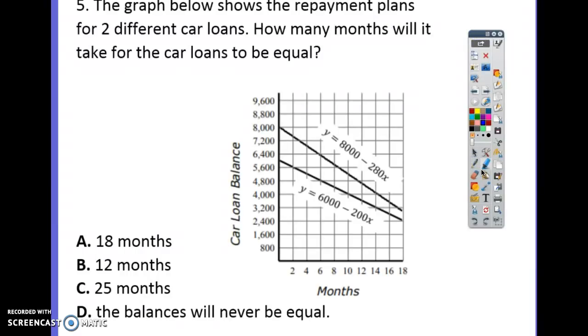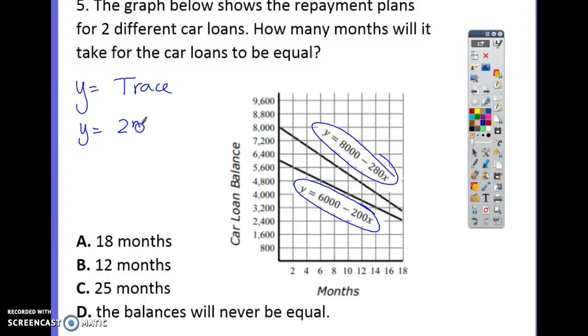This one is ready for y equals. They're both in y equals. They gave you the equations. They didn't give you where they cross. So we need to put both of those in y equals, trace, or y equals, second graph. And you can use these answer choices. Check 18, check 12, check 25. So let's put both of those in y equals.